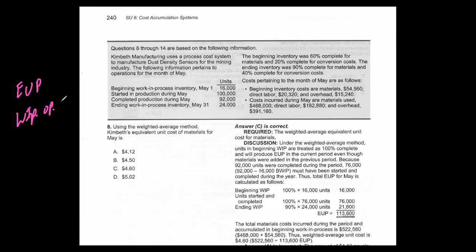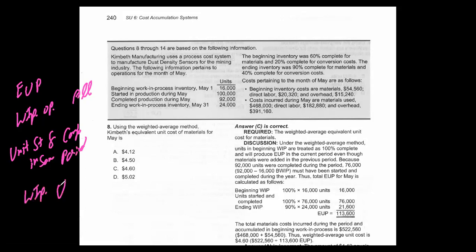Work in process opening, you take all. Units started and completed in the same period. These are those units which we started and completed in this period itself. And the third line we have work in process closing. Here you apply the percentage.